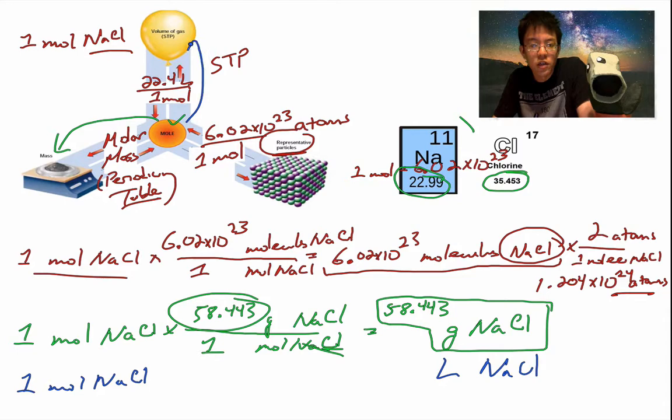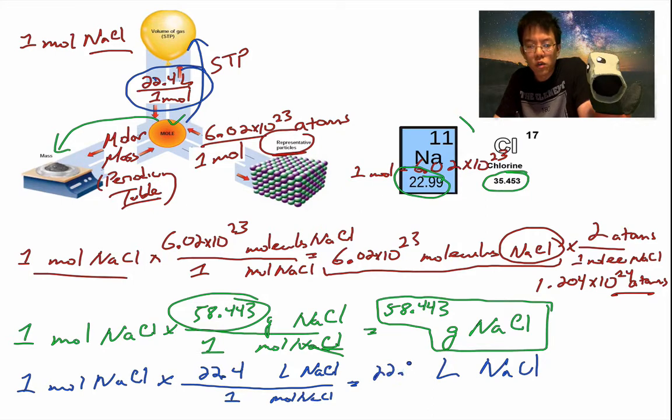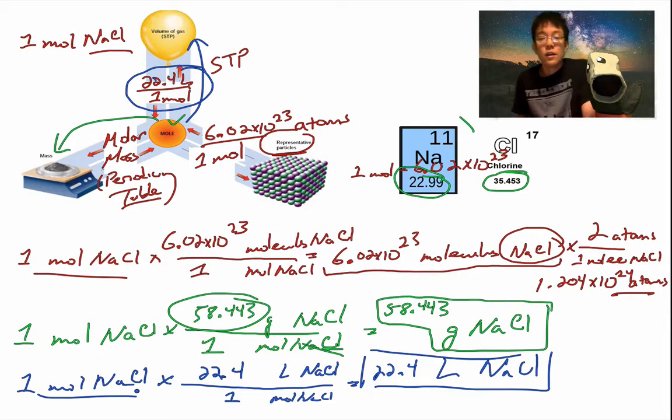I'm looking here at my volume of gas, and I know I have 1 mole of NaCl. I want to cancel that, so I'm going to put my moles of NaCl on the bottom. I'm trying to get to liters of NaCl, so I'm going to put that on top. And I see my conversion here: in every 1 mole, there are 22.4 liters. So 1 times 22.4 divided by 1 gives 22.4 liters of NaCl in 1 mole of NaCl. These conversions are going to be super important when we try to figure out other things, especially when we're calculating reactions and figuring out how much of each thing we need.